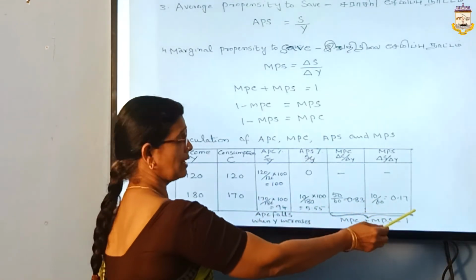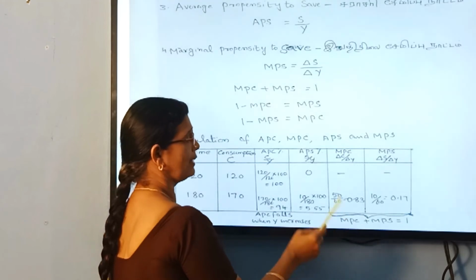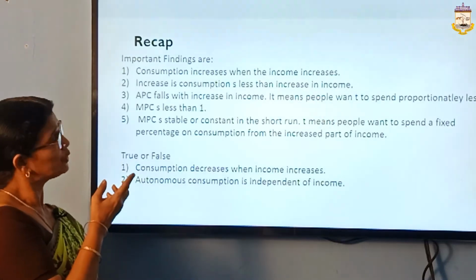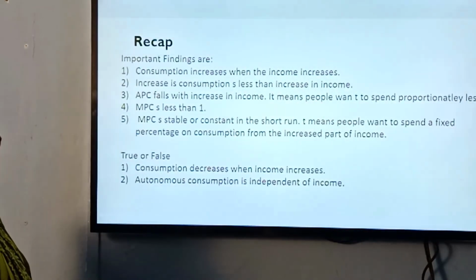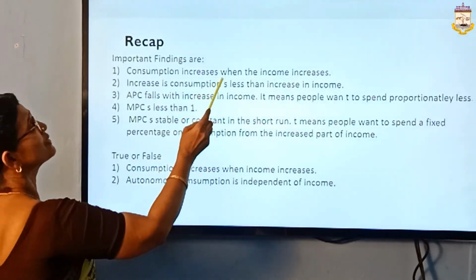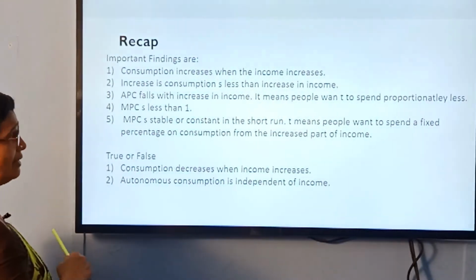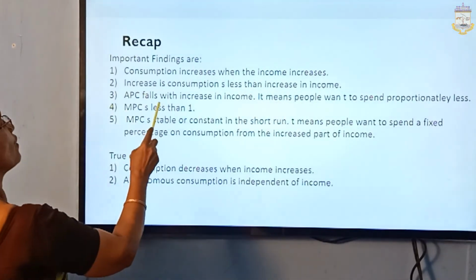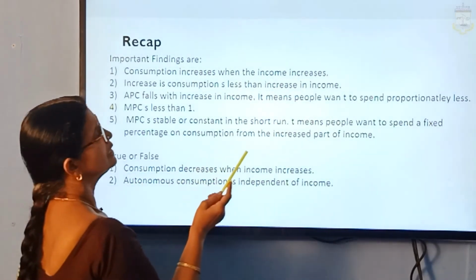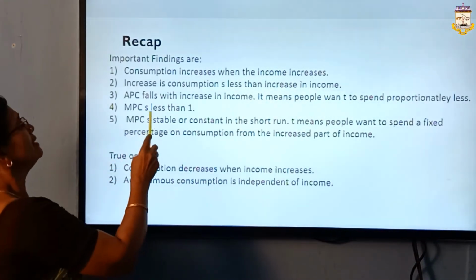From this what did you understand, children? MPC 0.83 plus 0.17 equals 1, that is MPC plus MPS equals 1. Yes, now it is time to check your level of understanding. The important findings are: consumption increases when the income increases. Increase in consumption is less than increase in income. APC falls with increase in income. It means people want to spend proportionately less when income increases. That is the meaning. MPC is less than 1.